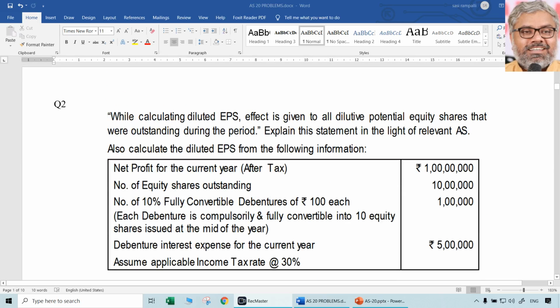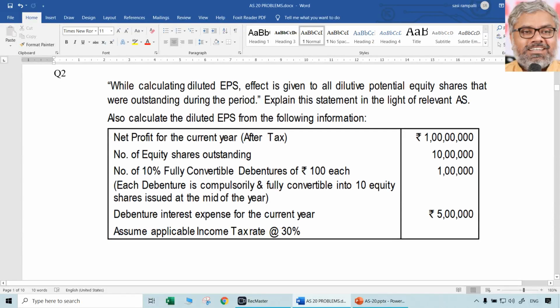That's it. Now, moving on to question number 2. While calculating diluted EPS, effect is given to all dilutive potential equity shares that were outstanding during the period. Explain this statement in the light of relevant AS. That's a theory question once again. You have to write the diluted EPS for accounting standard 20.